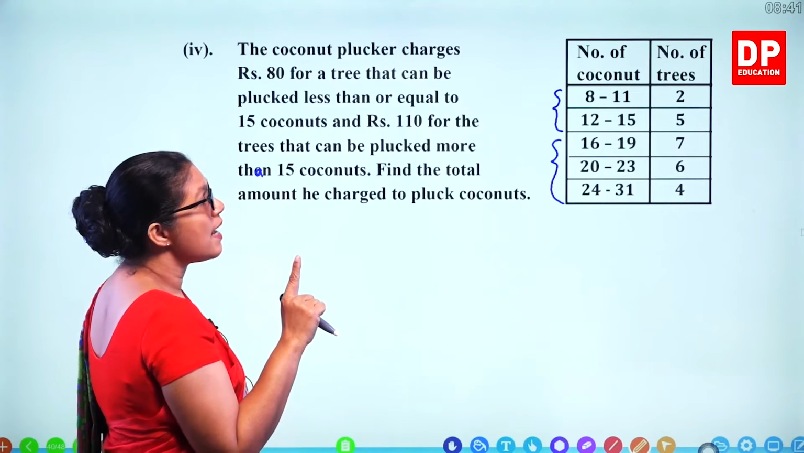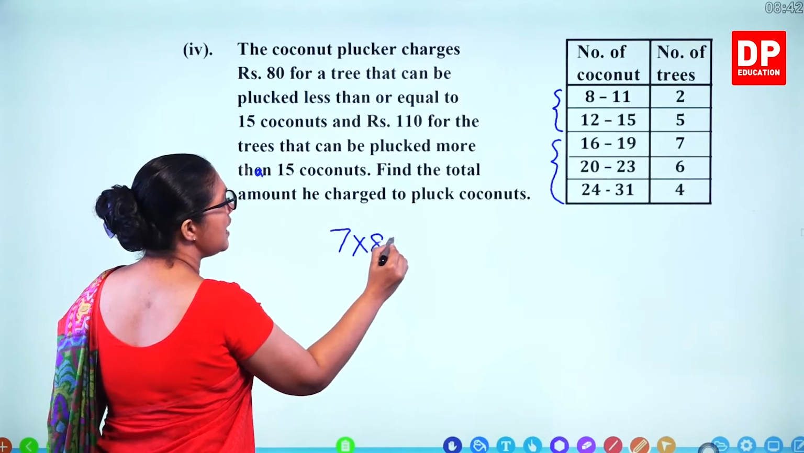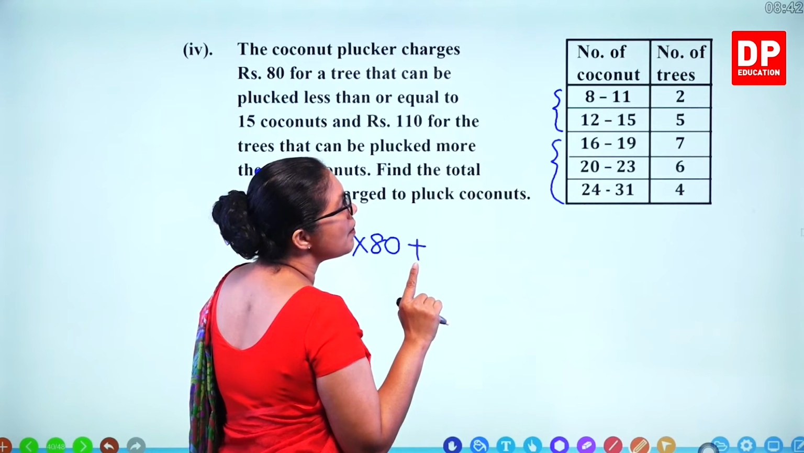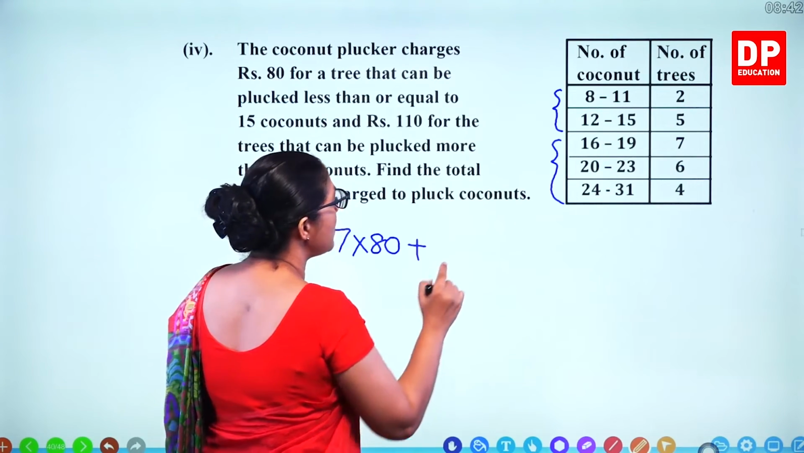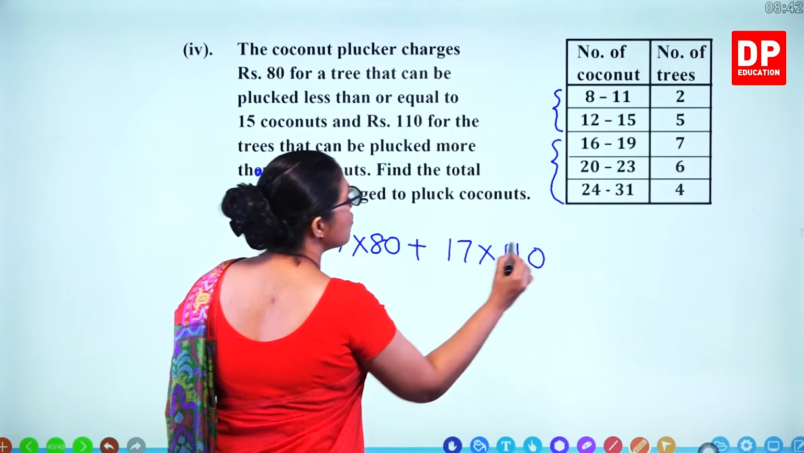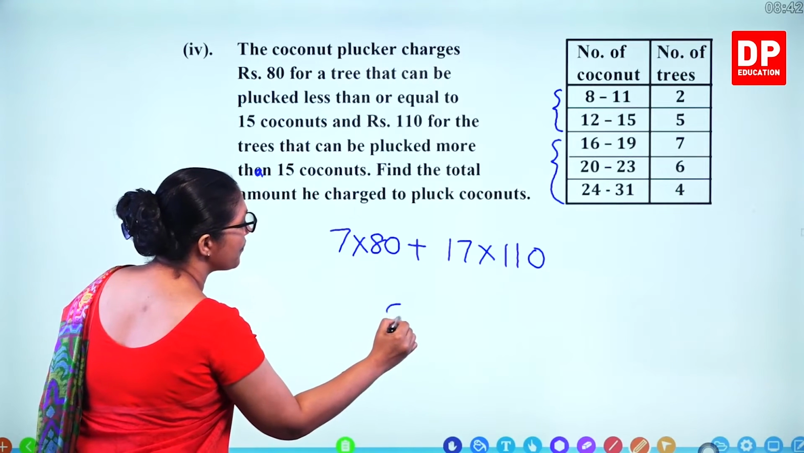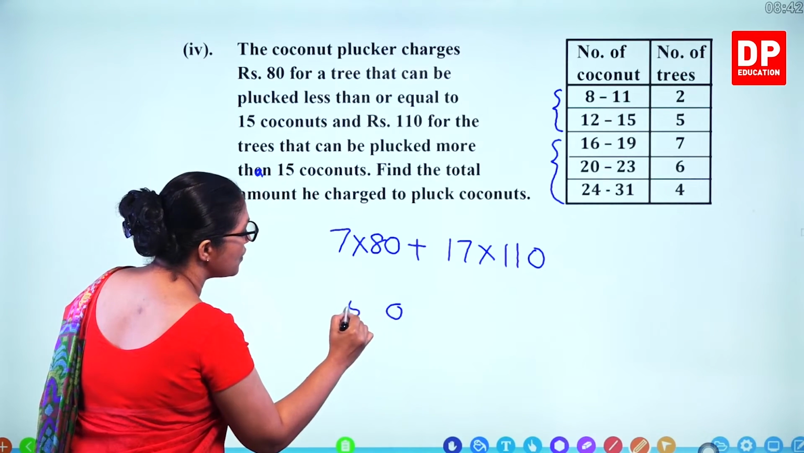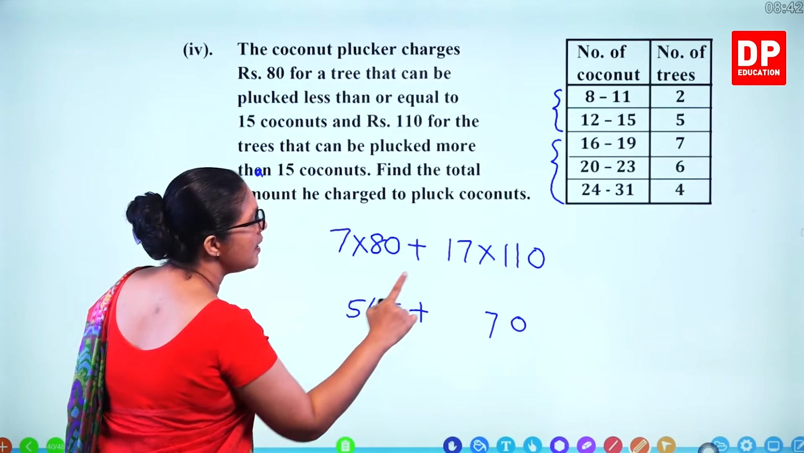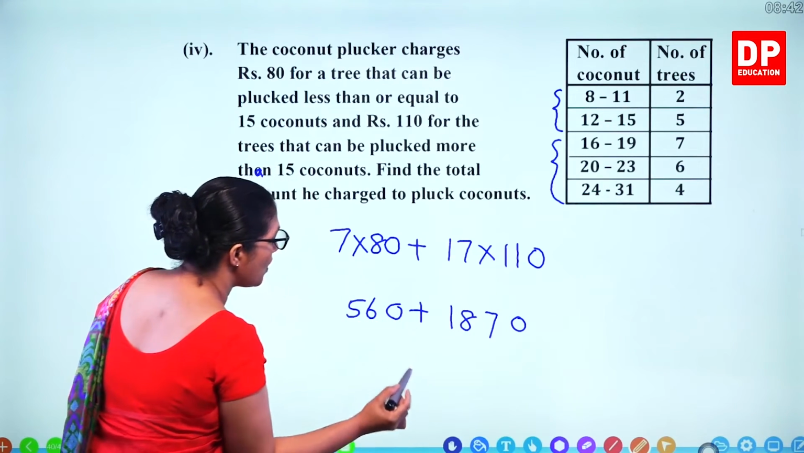How many trees are there less than 15? 7. So 7 times 80. And then how many trees above 15? 7 plus 6, 13, 13 plus 4, 17. 17 times 110. So that's the total amount he charged. So multiply and get the answer. 7 times 8, 56. Plus, 11 times 7, 77. 11 times 1, 11. 11 plus 7, 18. So what's the total?